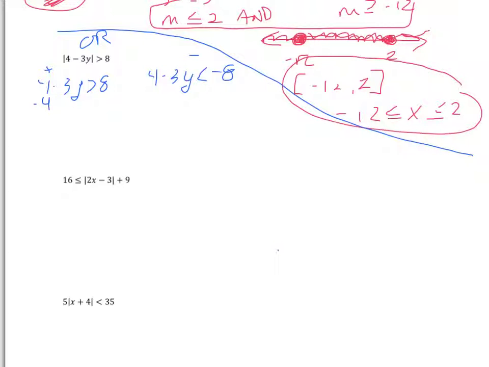So here we subtract 4. So negative 3y is greater than 4. Divide by negative 3. Now we're dividing by negative 3, so we want to flip the direction of the sign like we normally would in an inequality.